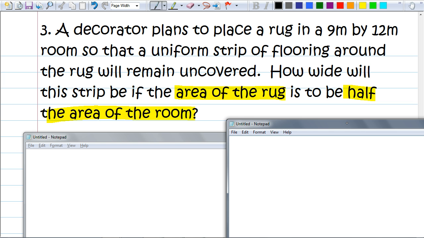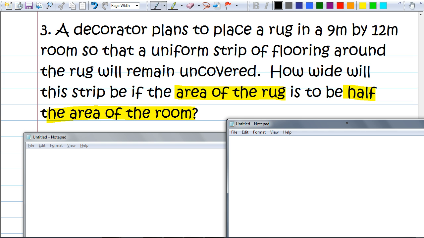A decorator plans to place a rug in a 9 meter by 12 meter room so that a uniform strip of flooring around the rug will remain uncovered. How wide will the strip be if the area of the rug is to be half the area of the room? Very good.